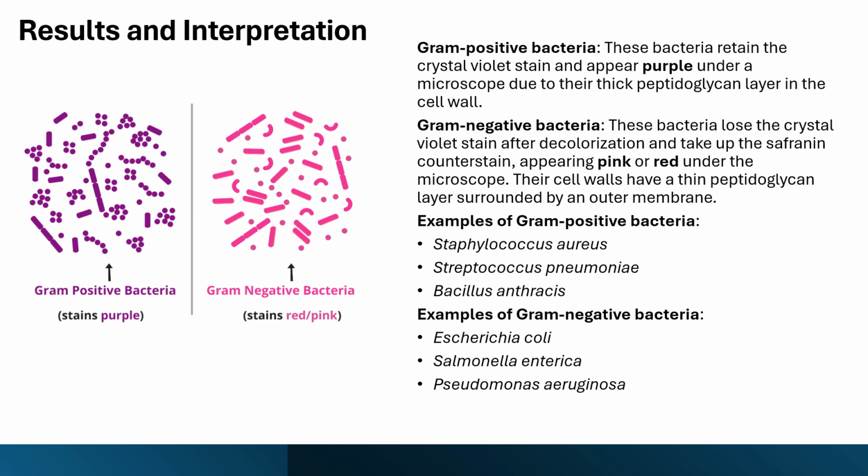Examples of gram-positive bacteria are Staphylococcus aureus, Streptococcus pneumoniae and Bacillus anthracis. Examples of gram-negative bacteria are Escherichia coli, Salmonella enterica and Pseudomonas aeruginosa.